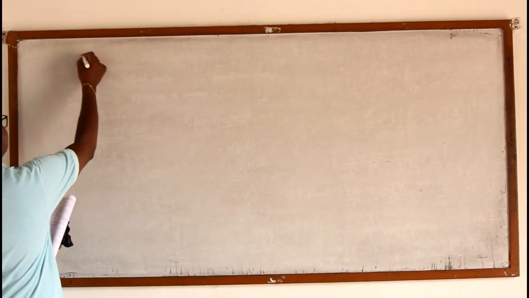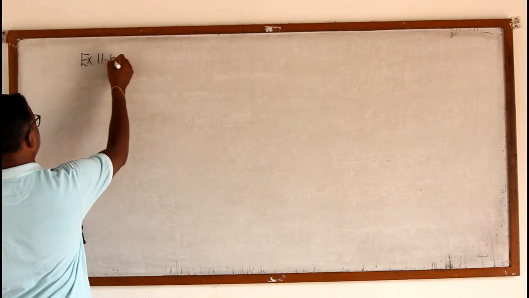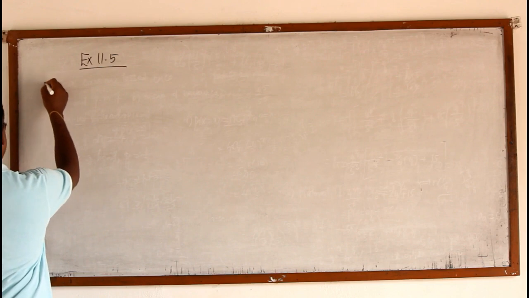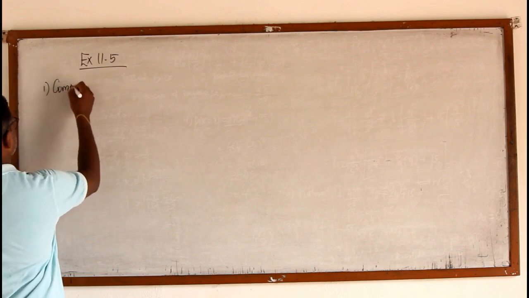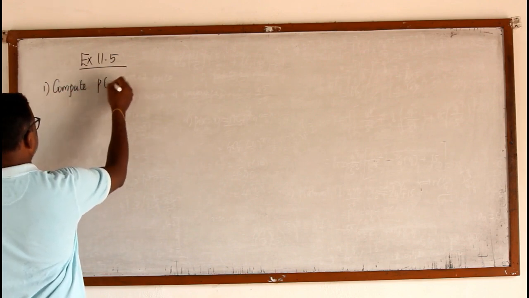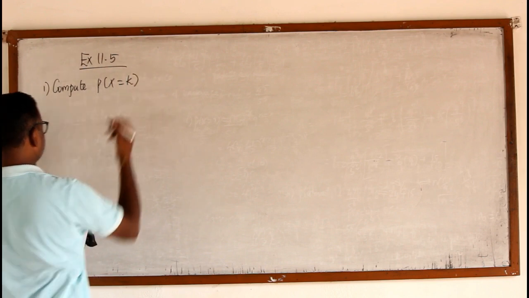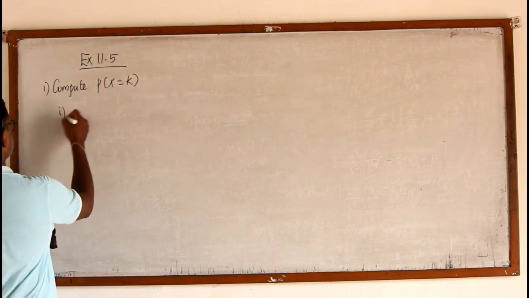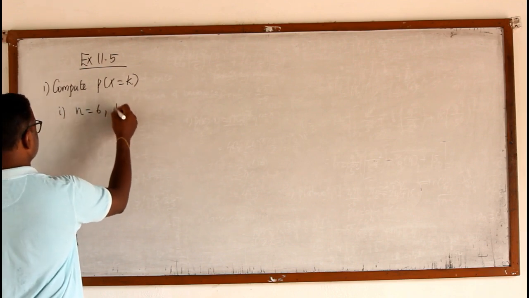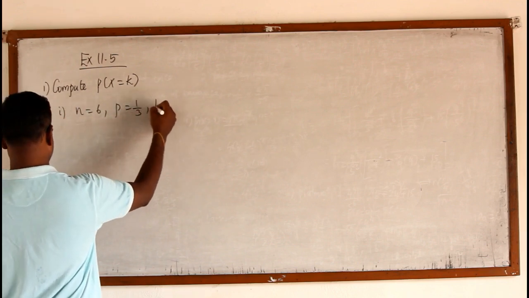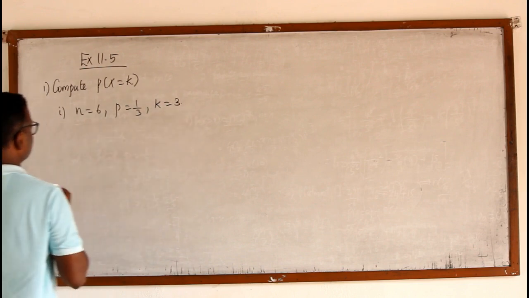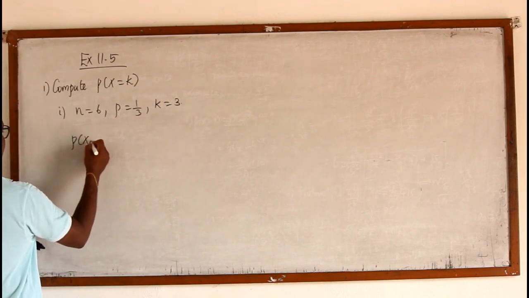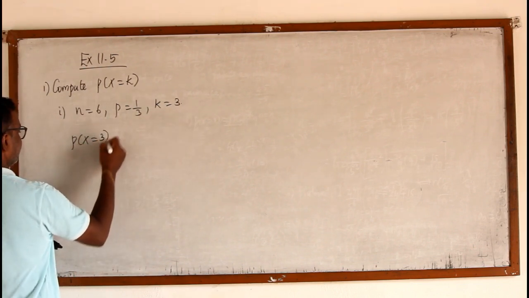Go to exercise 11.5. Compute P of x equal to k. They give questions for each k. First one is n equal to 6, p equal to 1 by 3, k equal to 3. That means I have to find P of x equal to 3.